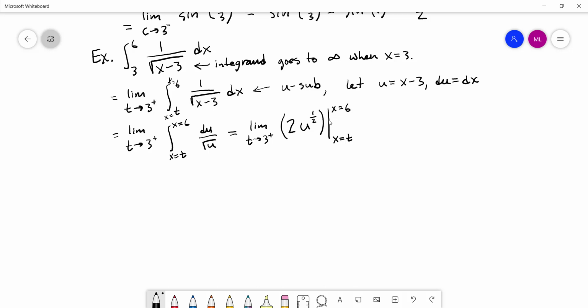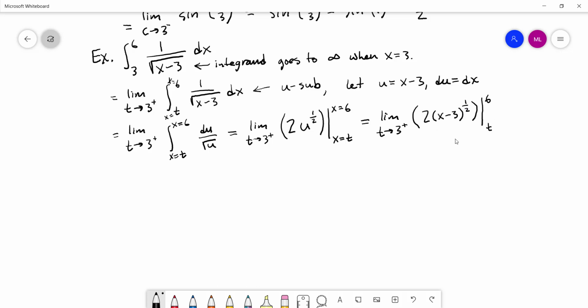And so now I need to convert back to x before I actually evaluate the bounds. So the limit as t goes to 3 plus of 2 times u, which is x minus 3, to the 1/2. So we could write that as a square root if you'd prefer, which is totally fine. And we're now evaluating between t and 6. I can drop the x's here because now everything is clearly in terms of x anyways.